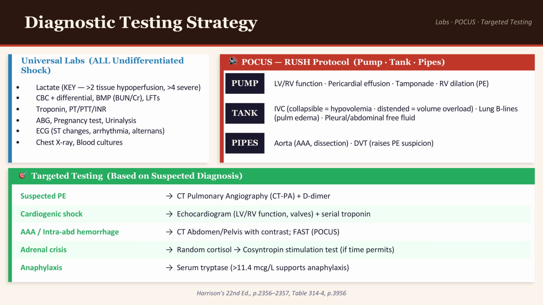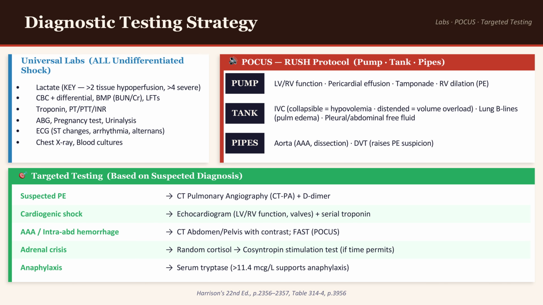Now let's confirm with testing. For any undifferentiated shock, you fire off a standard panel first: lactate, CBC, BMP, LFTs, troponin, coags, ABG, urine, pregnancy test, ECG, and chest X-ray. Lactate is your most important single number. Greater than 2 means tissue hypoperfusion. Greater than 4 means severe. Serial lactates guide your response to resuscitation.